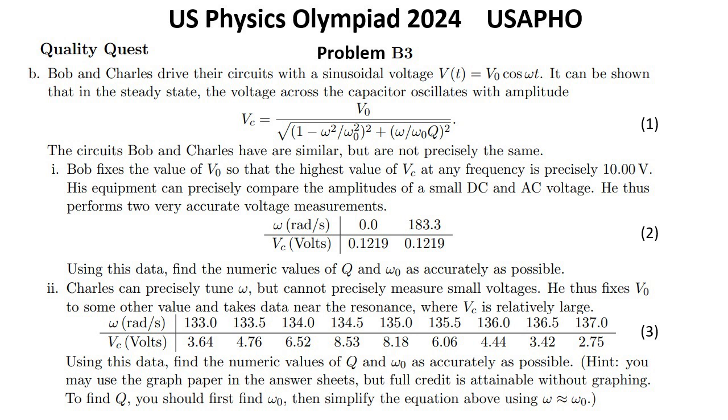Hint: you may use the graph paper in the answer sheets, but full credit is attainable without graphing. To find Q, you should first find omega 0, then simplify the equation above using omega approximately equal to omega 0.